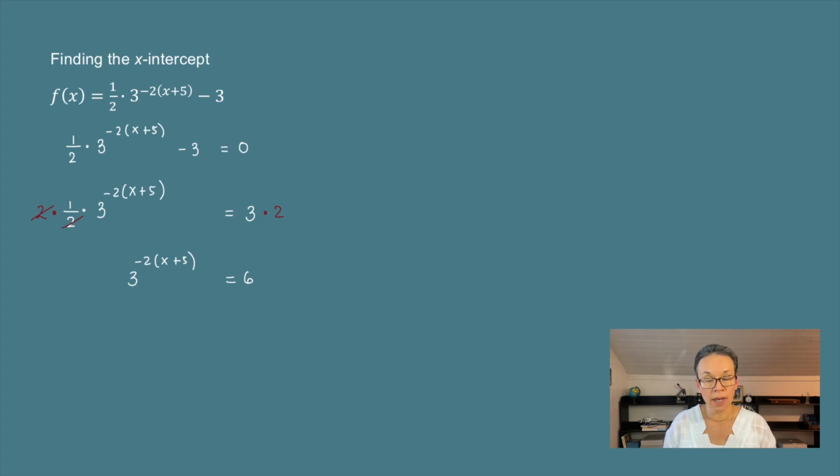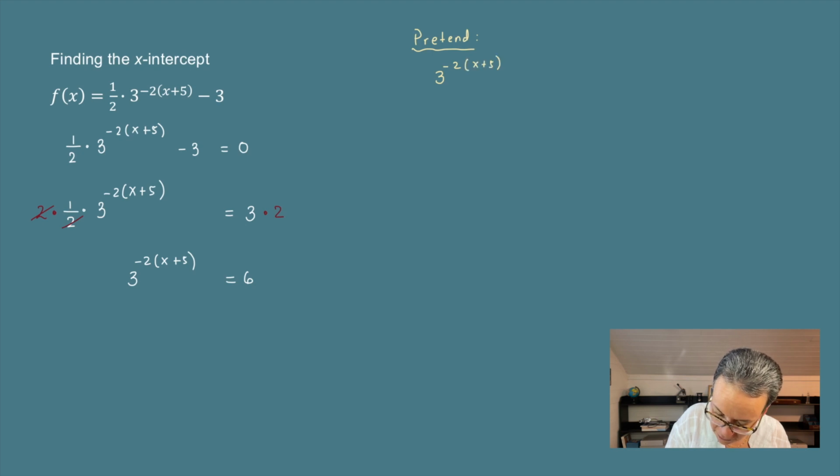But I want to show you an alternative, something that could have made things easier. Let's pretend that I didn't have a 6. Let us pretend, and this is just pretending. I'm going to even write "pretend" here, okay? Just a hypothetical statement. Let's pretend that what I really had was 3 to the -2, x plus 5 equals 9. Pretend that I had a 9 on the right side.